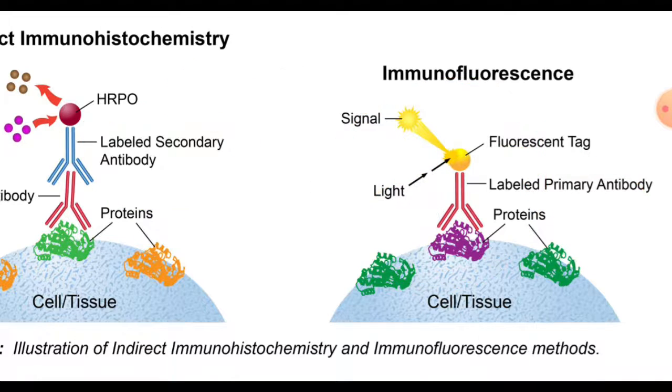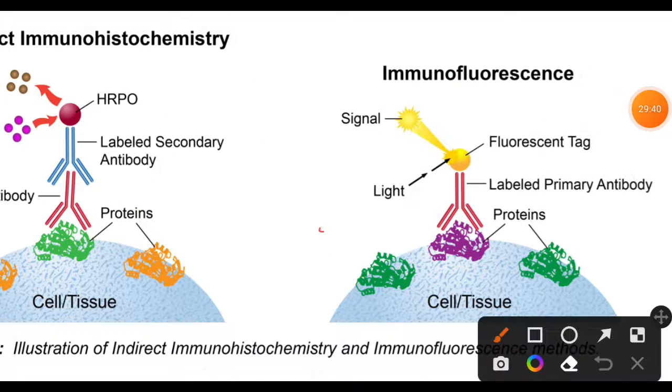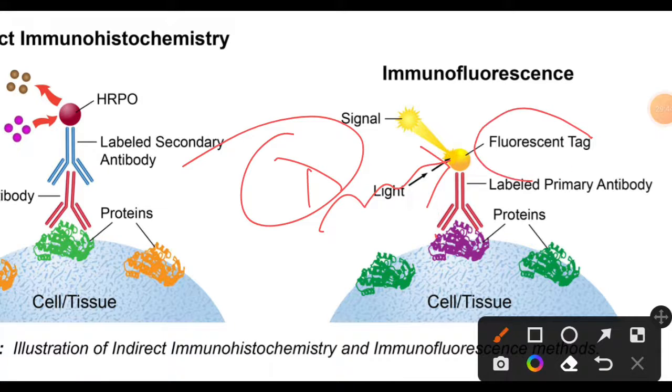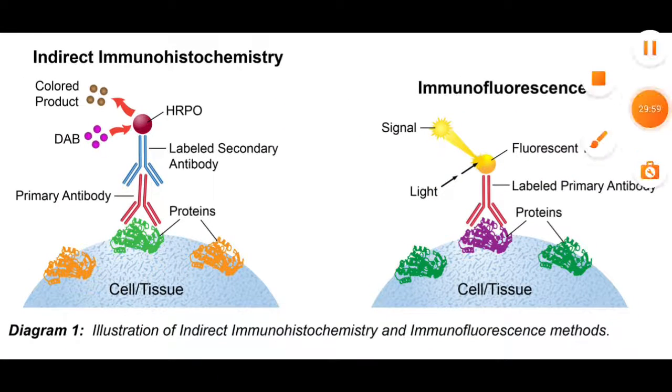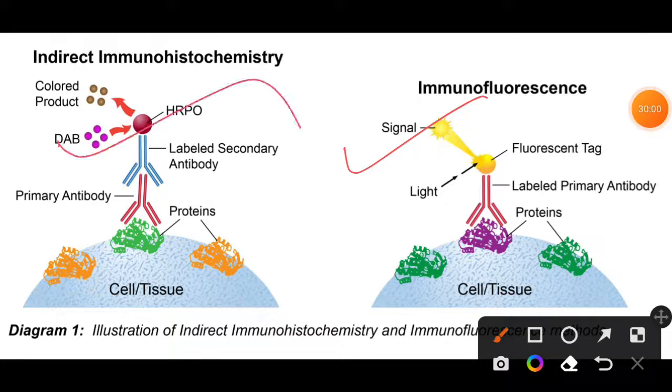Okay, then whenever we apply light of a particular wavelength, we have to know at what wavelength that fluorescent tag will fluoresce. Then the fluorescence will be detected, and we can easily detect them with the help of epifluorescence microscopy. So that is how, in both direct and indirect ways, we can detect the specimen with this kind of microscopy.